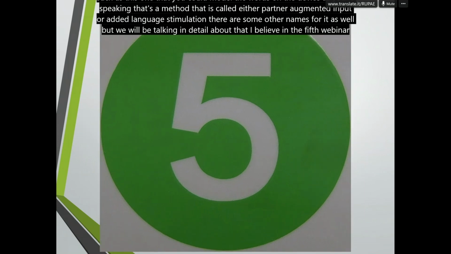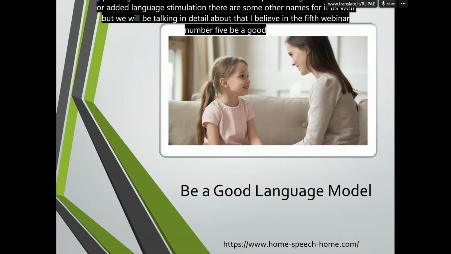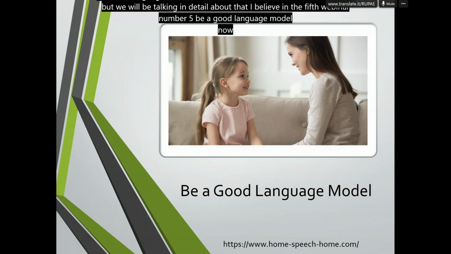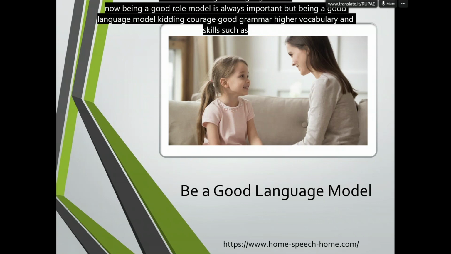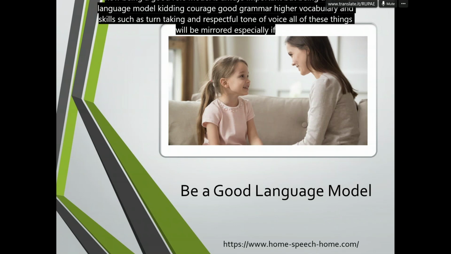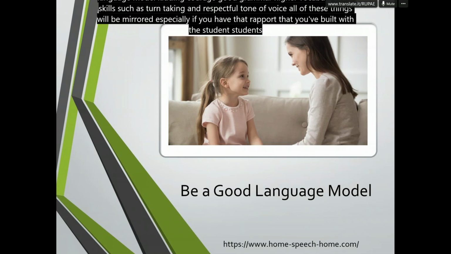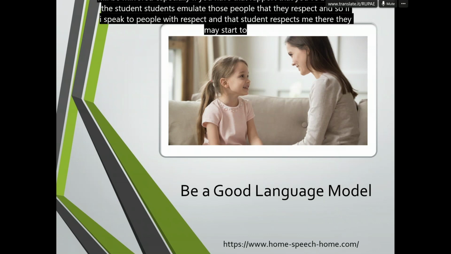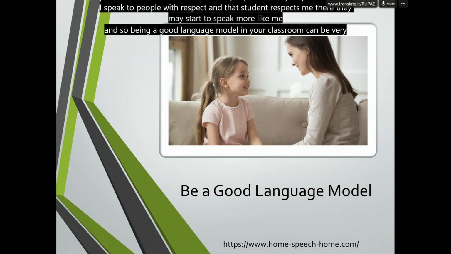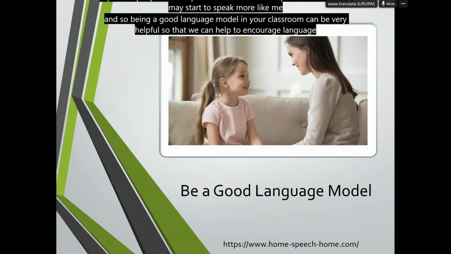Number 5, be a good language model. Now, being a good role model is always important, but being a good language model can encourage good grammar, higher vocabulary, and skills such as turn taking and respectful tone of voice. All of these things will be mirrored, especially if you have that rapport that you've built with the student. Students emulate those people that they respect. So if I speak to people with respect, and that student respects me, they may start to speak more like me. Being a good language model in your classroom can be very helpful so that we can help to encourage language and speech skills for our students.